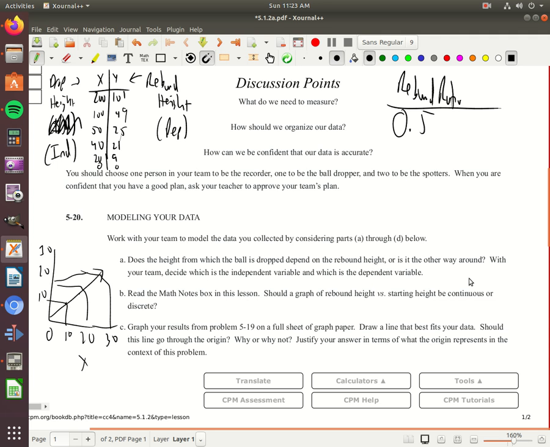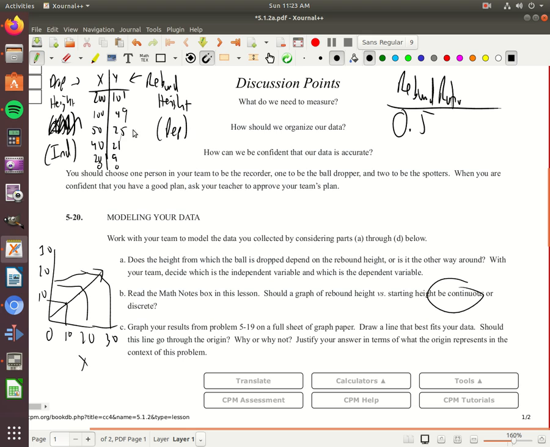So anyway, long story short, I would think it would be continuous because we can have a partial drop height, then we can have a partial rebound height, unlike a partial bunny where we had to go discrete. So it says graph your results on a sheet of paper. So what we'll do is we'll go over here and we'll graph this a little bit better than this.